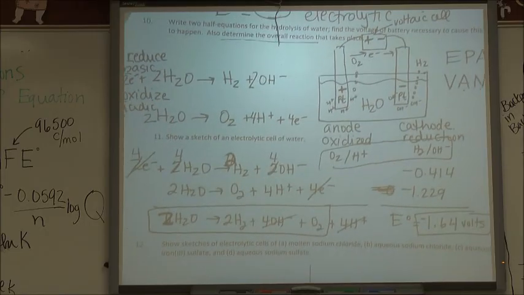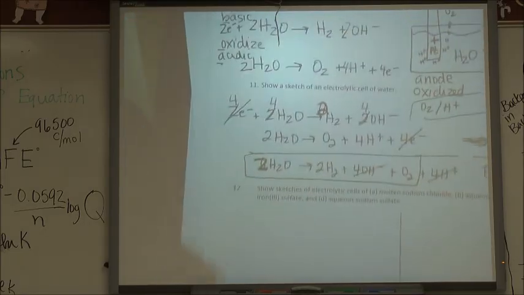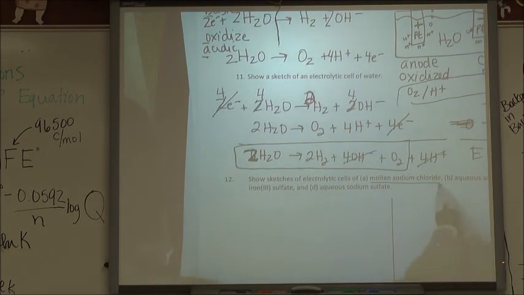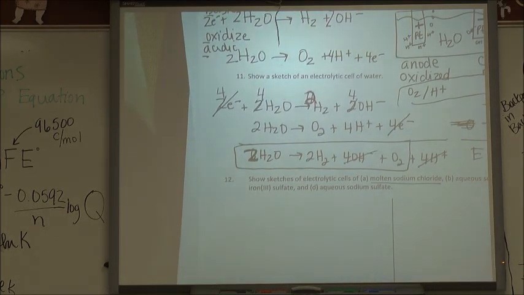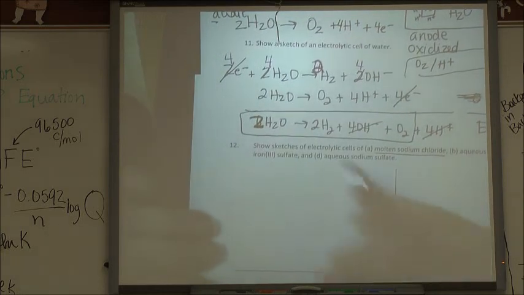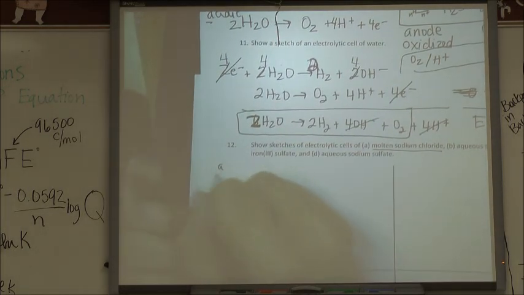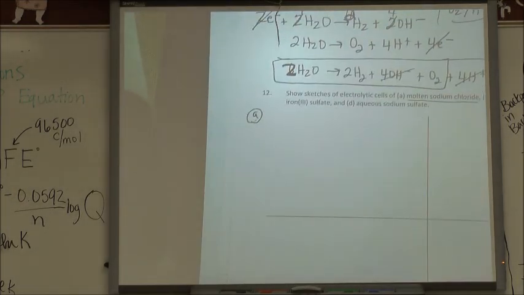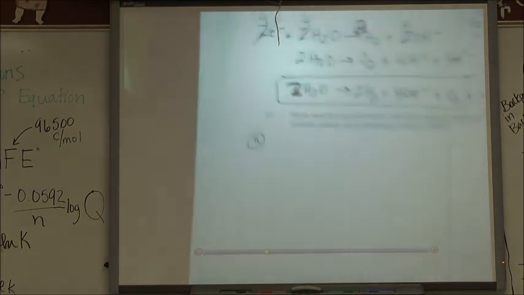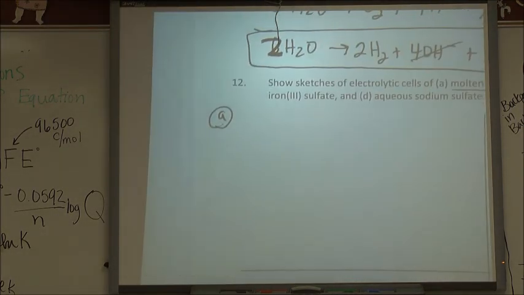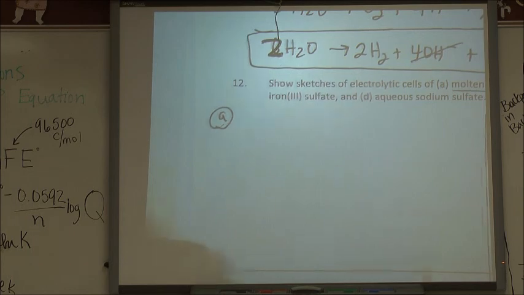All right, so now we're going to go show sketches of all these different things. And this is where our chihuahuas and bears are going to come into play big time. So show sketches of A, we'll do first. I'm going to zoom in big time on A for the at-home audience. Okay, A is of molten sodium chloride.